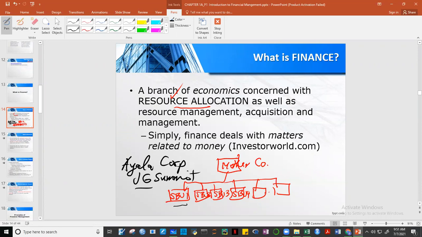So that's a perfect example of resource allocation, resource management, and acquisition. Okay, acquiring businesses so that their presence can be felt in a lucrative business, in a business that earns money for them.